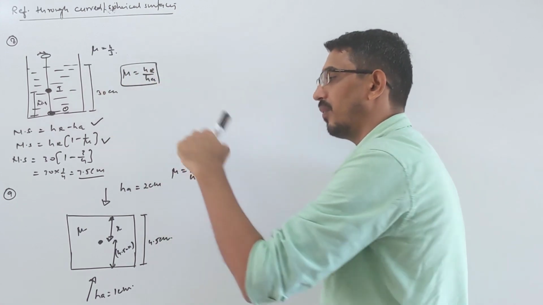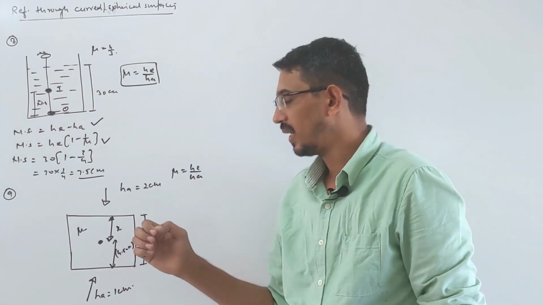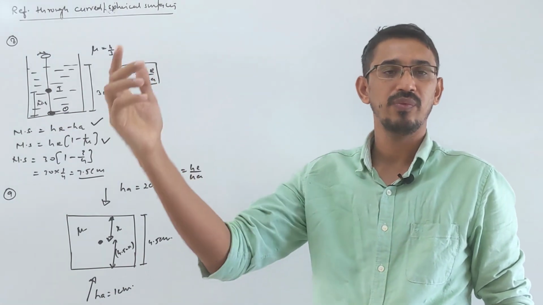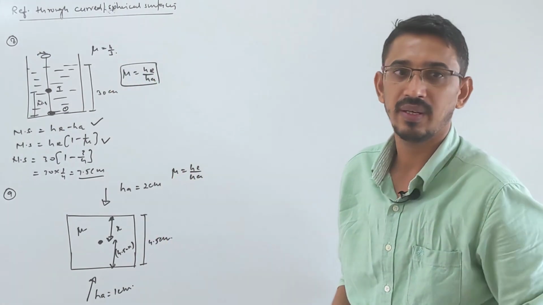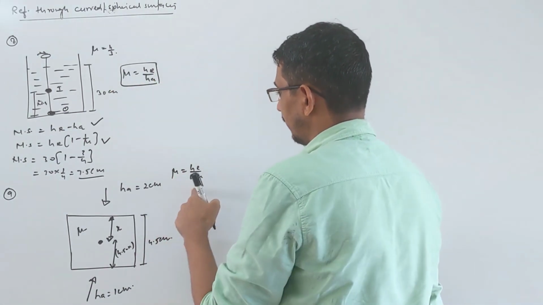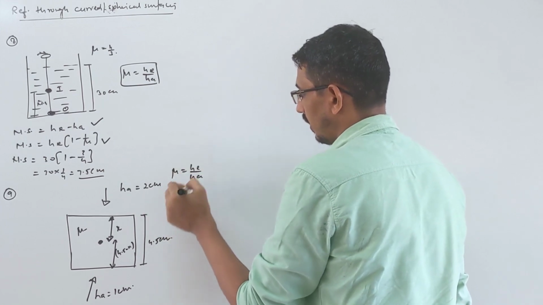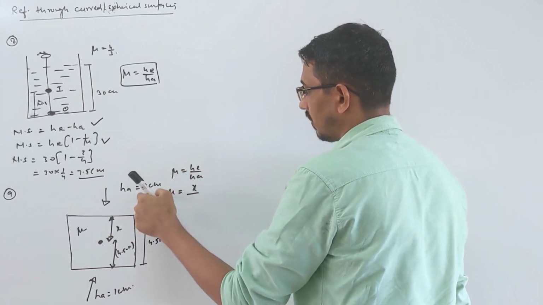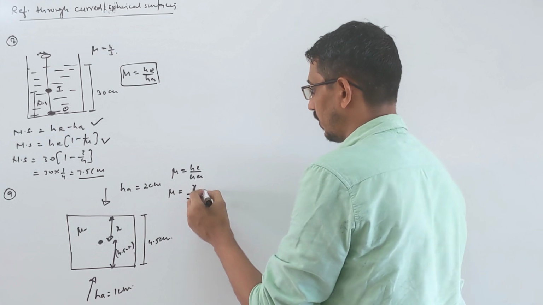This formula we write when the object is placed in a denser medium, and we are watching it from a rarer medium. Okay, so let's see. Mu we don't know. H real is x here. H apparent is given, 2 centimeter. This is equation 1.